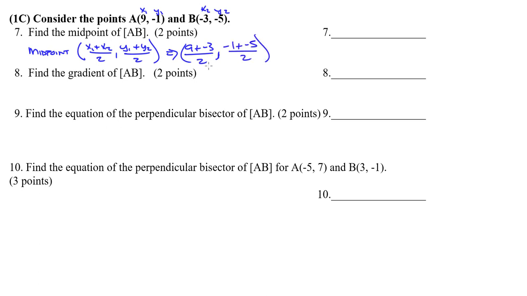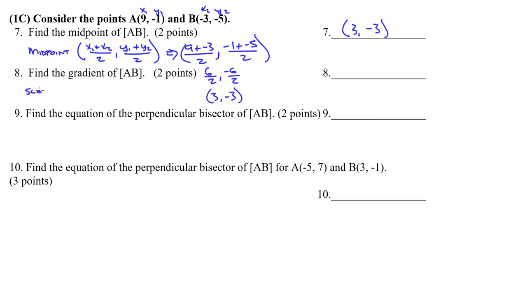So 9 and -3 gives us 6 halves. -1 and -5 is -6 halves. So that ends up giving us 3, -3 as our midpoint.